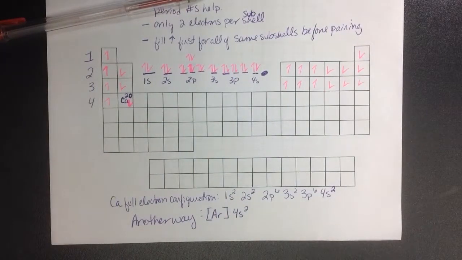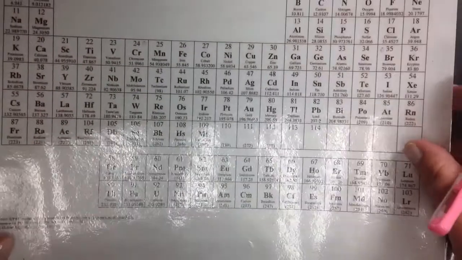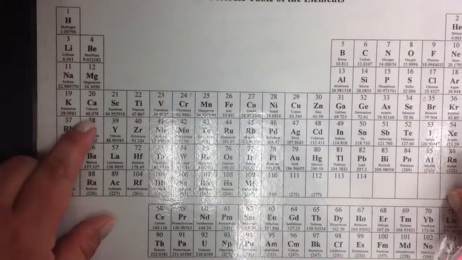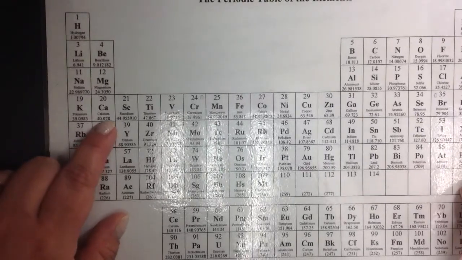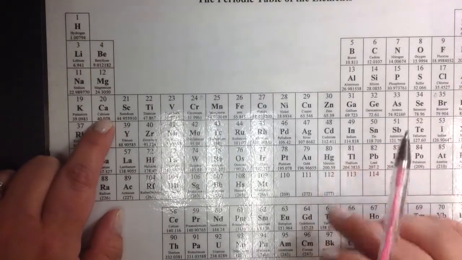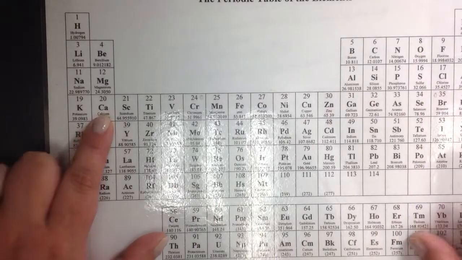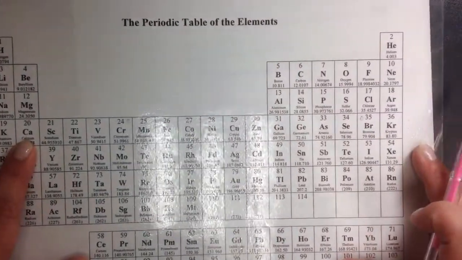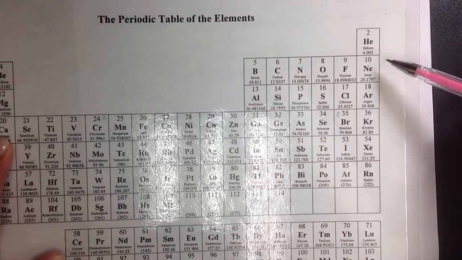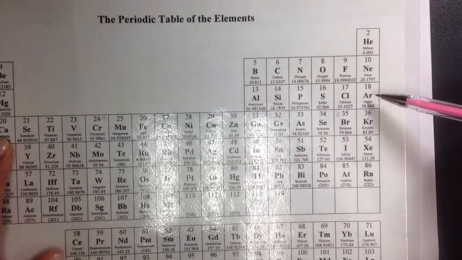A third way of writing that is to simplify it into what's known as the noble gas configuration. So I'm going to pull out a periodic table. Here is calcium. See how that's 19 and 20? I want to go back and look at what was the last completed noble gas. That would be Ar. Okay?